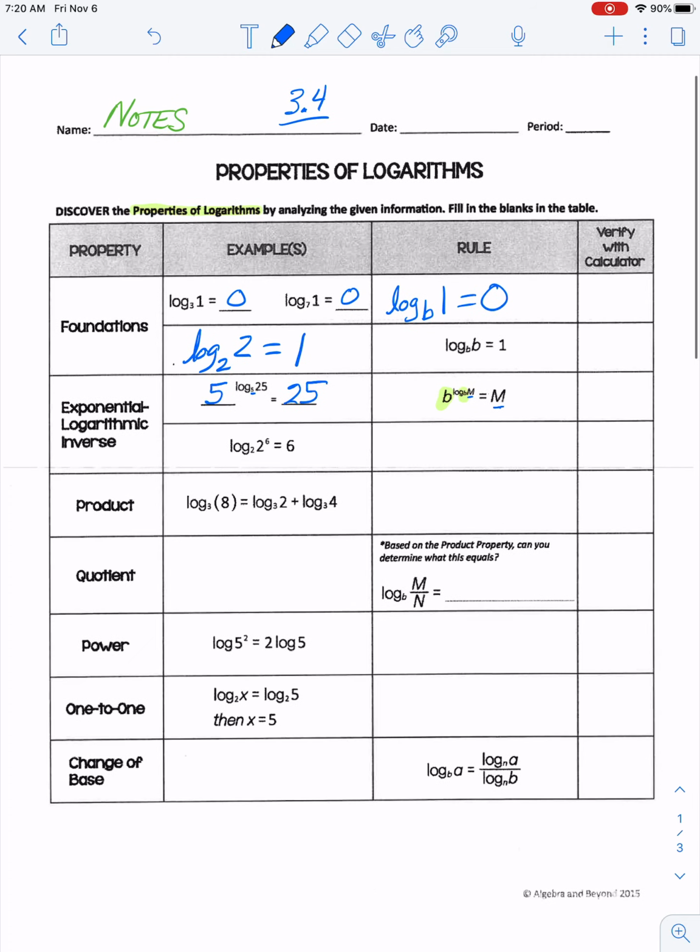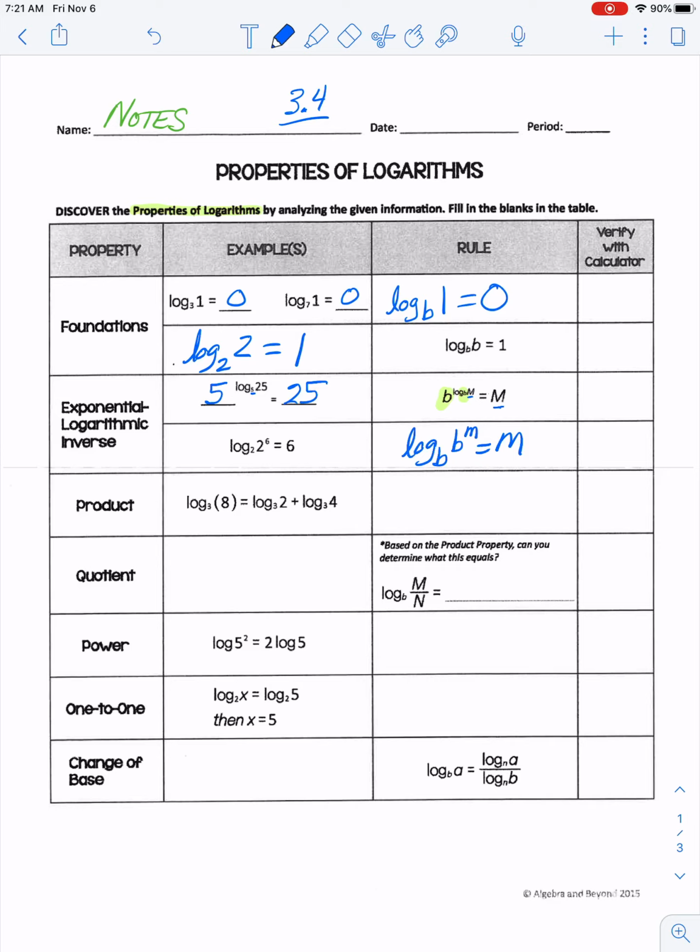The next one here, we've got log base 2 of 2 to the 6th is 6. So what happens is your rule, log base b of b to some power m is going to equal m.